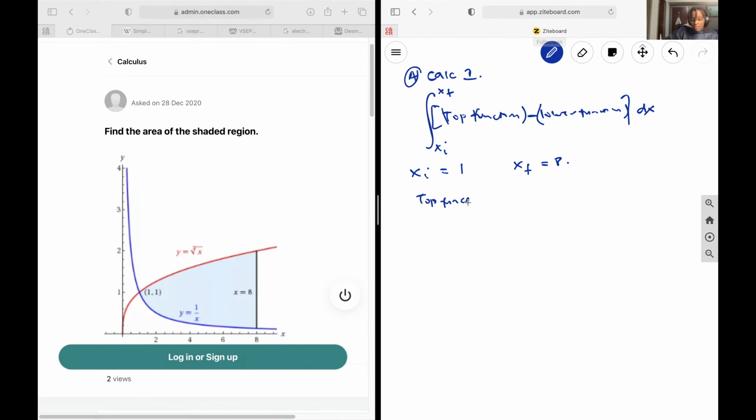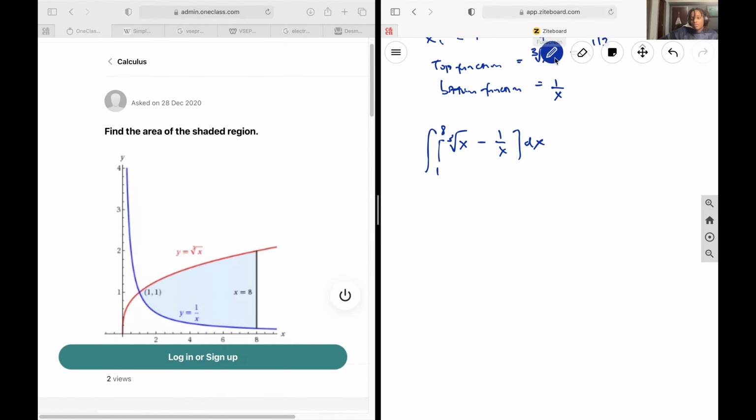My top function is equal to the cube root of x, which is x to the power of 1 over 3. And my bottom function is equal to 1 over x. And so I'm just going to put that all back in here, and I will have the integral from 1 to 8 of the cube root of x minus 1 over x, all over dx. I'm going to use the integral property, that the integral of f of x plus g of x dx is the same thing as taking the integral separately.